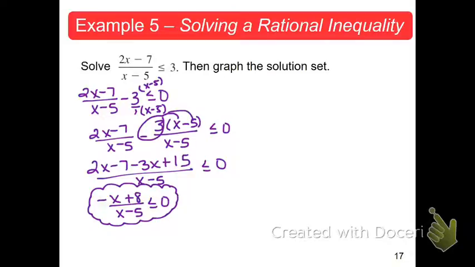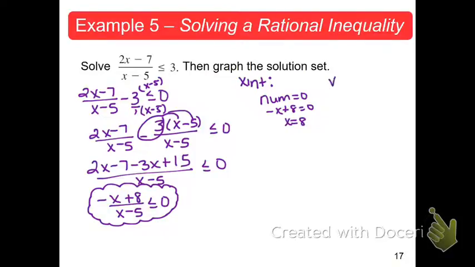From here, we now need to find our x-intercepts. How do you find your x-intercepts? Remember, when dealing with rational equations, or inequalities in this case, your x-intercepts are where your numerator is equal to 0. Well, my numerator in this case is negative x plus 8. So I set that equal to 0 and solve, and I find that x equals 8.